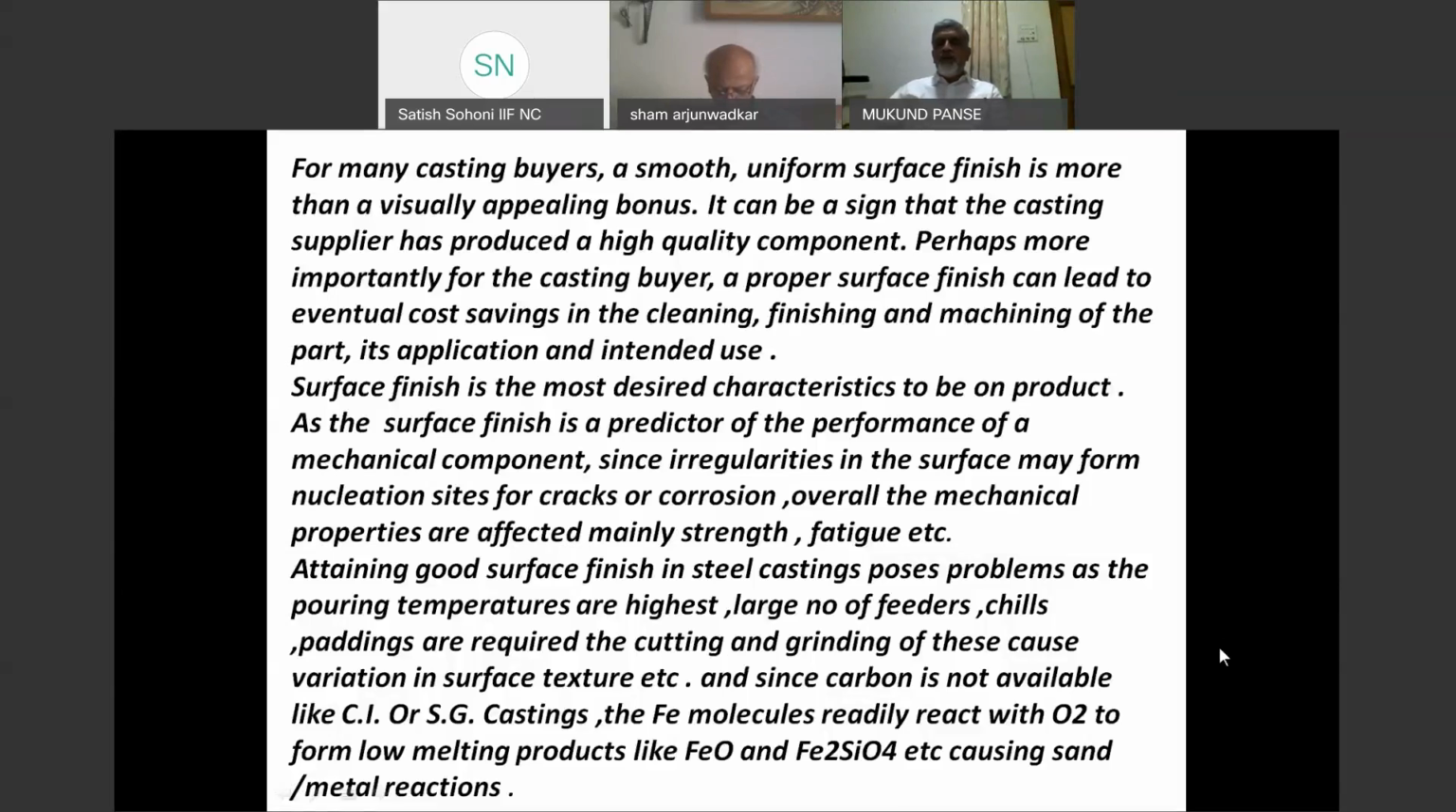Also, the typical phenomenon of reaction with the mold is caused by the oxidation of the iron particles, which does not happen in CI or HG casting, as the carbon itself is very high, and also the carbon in the sand and painting helps. That's why you get a better finish in HG and CI casting compared to steel castings.